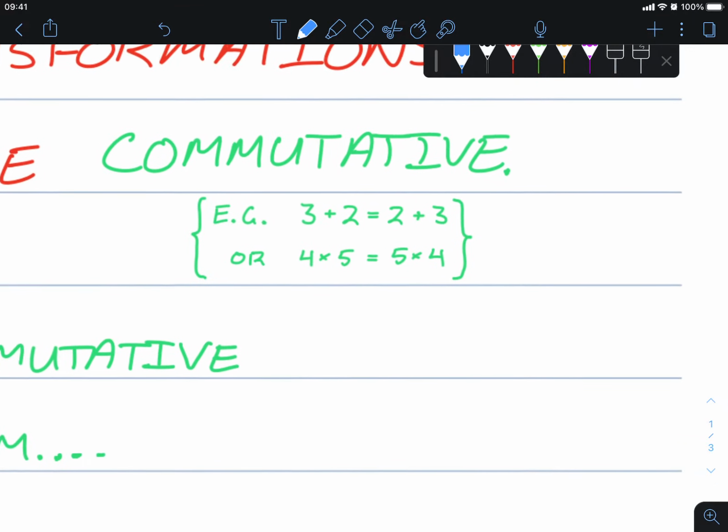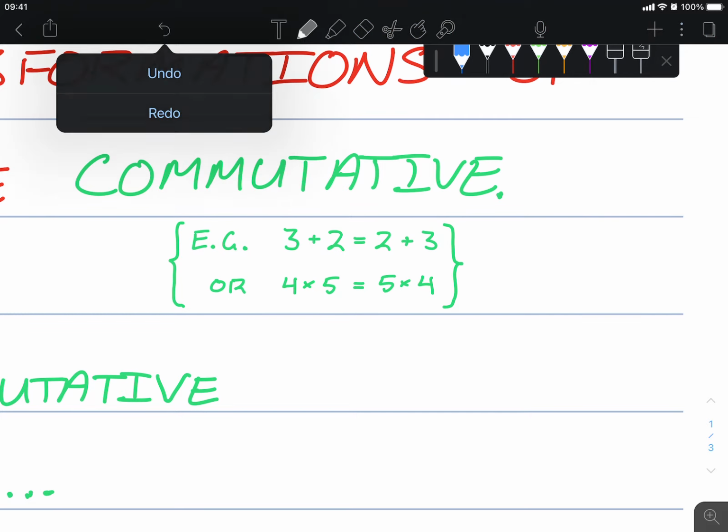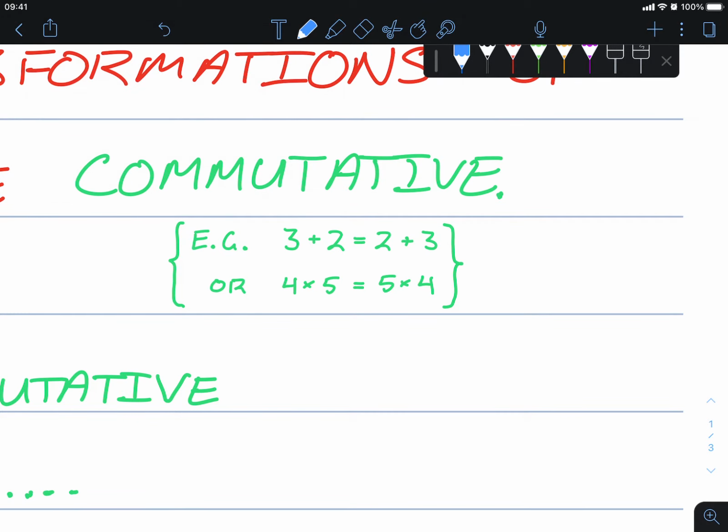In case you haven't heard of this term before, a commutative property means that an action, or in this case the function of addition, is commutative because no matter what order you do it in, you will get the same result. So 3 plus 2 is equal to 2 plus 3. Likewise with multiplication, 4 times 5 is equal to 5 times 4.